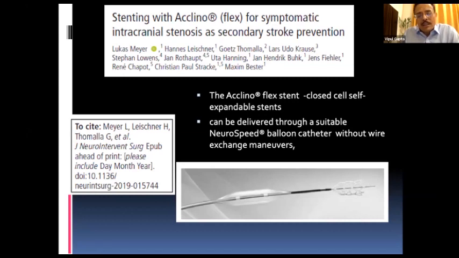The best news is that more stents have now been developed. So once you have learned simpler stents, with fewer exchanges, now the stents are coming in which are known as Acclino stents. In India, it is known as the Credo stent. And the good thing here is from the balloon itself, we can deliver this self-expanding closed cell design stent, dedicated for ICAD, with a good radial force.